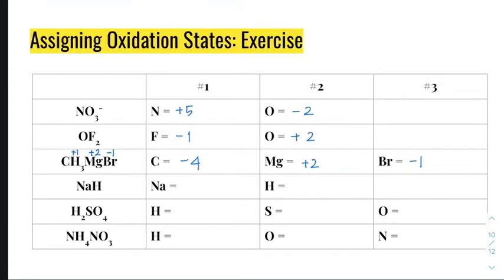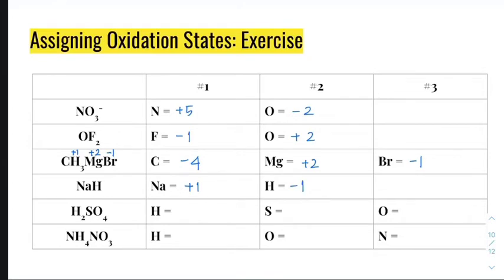NaH, sodium hydride. Metal will always form a positive ion. Sodium is group 1, therefore the hydrogen is -1, a metal hydride. Hydrogen in a hydride will form the -1.